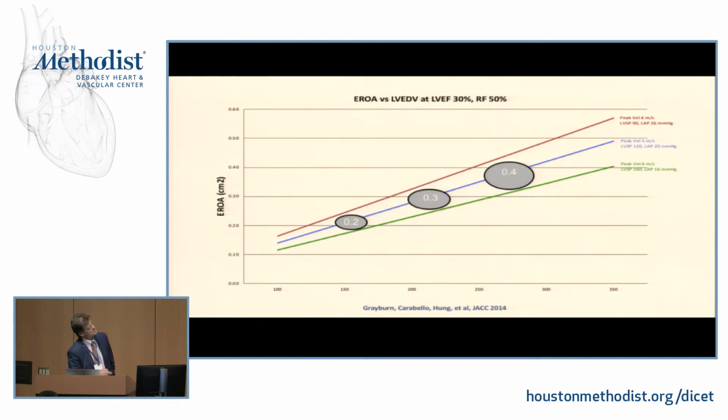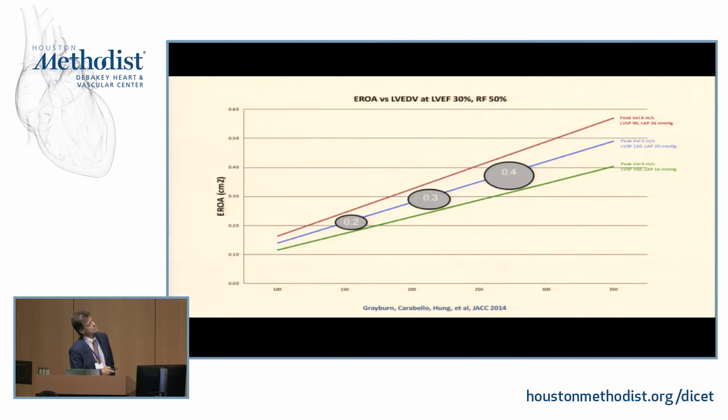Here's EROA, here's LV volume, and you're looking at LV volume at an EF of 30 and a regurgitant fraction of 50%. If you have a small ventricle, an ERO of 0.2 will give you more than half your cardiac output going backwards. If you're in a ventricle in most heart failure trials, around 200 to 250, an ERO of 0.3 would be severe. But if you have giant ventricles, you'd need an ERO of 0.4.